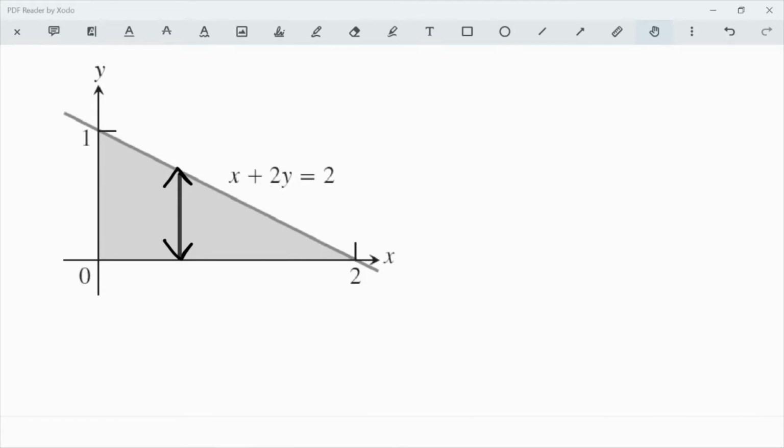So you can pause the video, try to set it up. Don't solve the integral out by hand. Just get the integral set up, and then you can just plug it into the calculator.